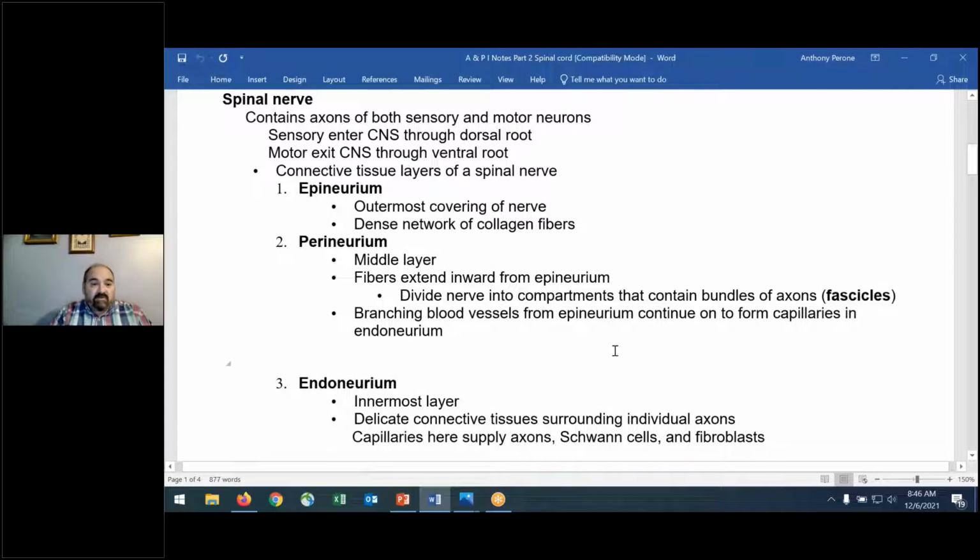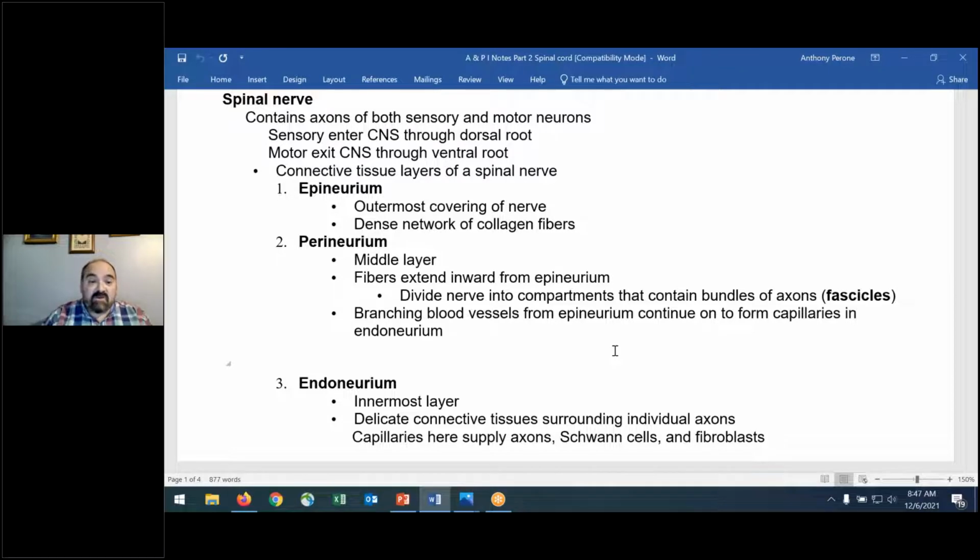So the spinal nerve, unlike the cranial nerves, can either be sensory, motor, or both. In the case of the spinal nerves, they are mixed nerves. They contain both sensory and motor neurons. But cranial nerves can be only sensory, only motor, or a combination of the two, mixed. So the cranial nerves are different from the spinal nerves.